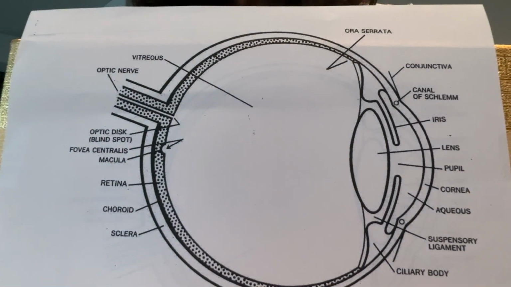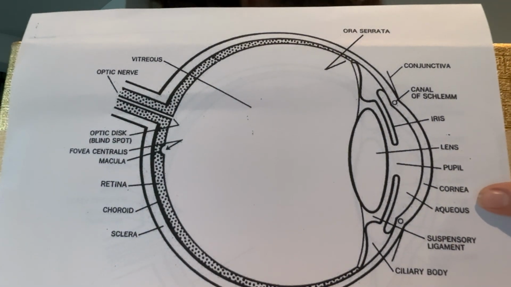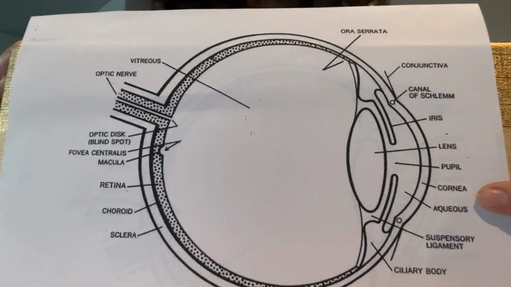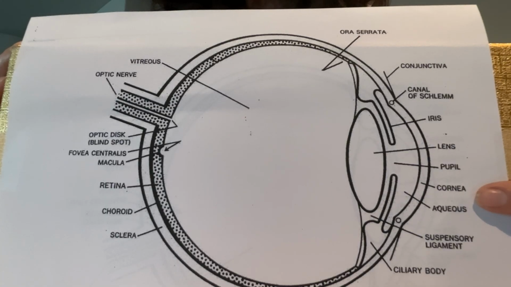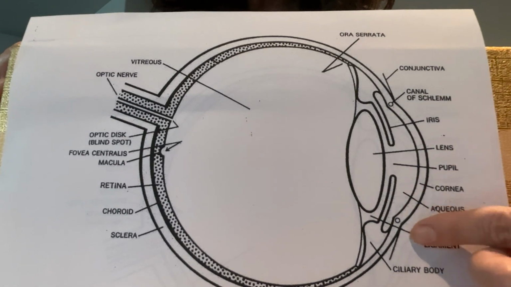Okay, we're going to start at the very front of the eye with the cornea. The cornea is the front transparent part of the outer protective layer of the eye. Its curvature provides the major refraction of the eye. It's located here.